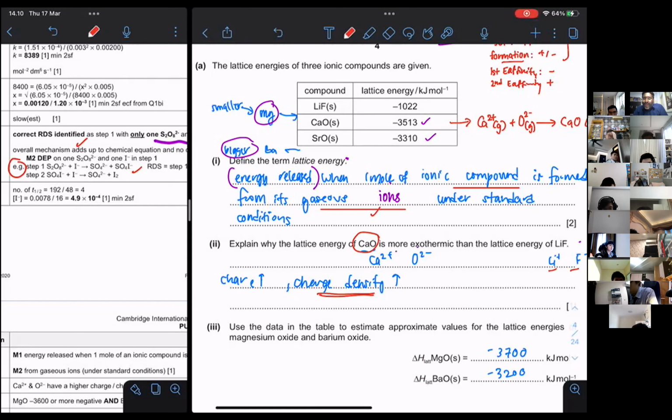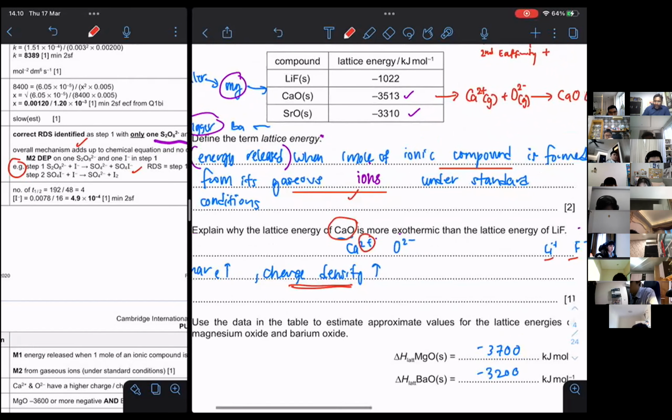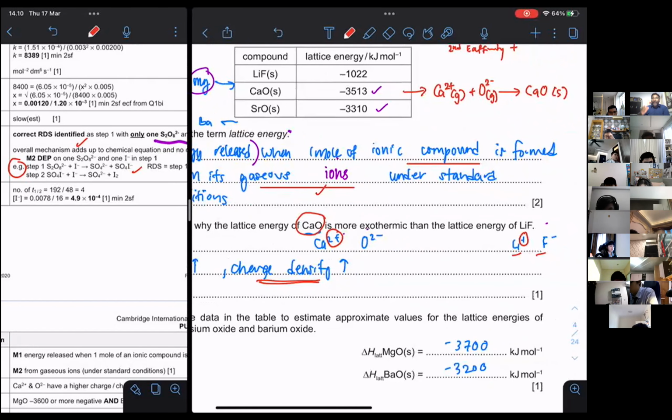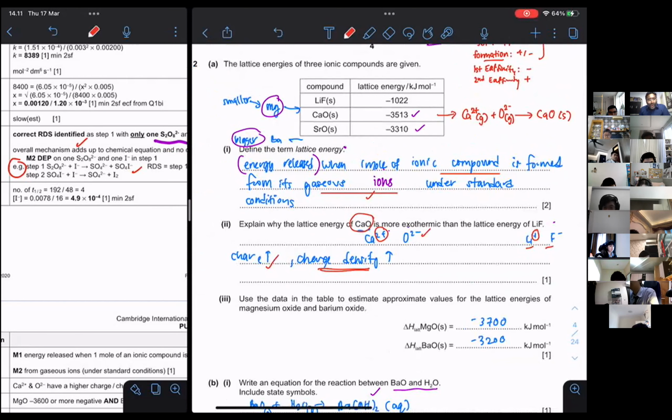Why? Because the lattice energy depends on the product of the charges divided by the sum of the radii. So the radius does not really play a big role. The bigger role is played by the charge. The moment you see the charge is 2 over here compared to charge 1 over here, you do not even need to check the radius. Automatically, the one with the bigger charge has more charge density.